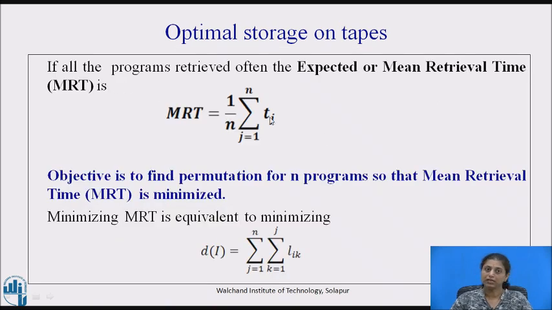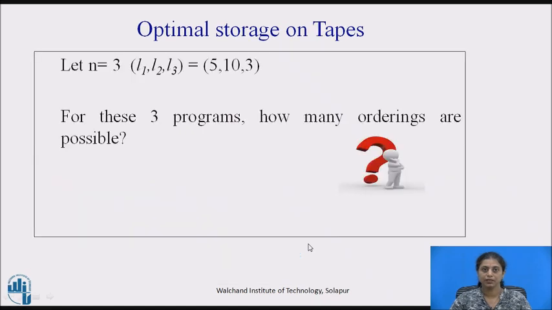If all the programs are retrieved equally often, then the expected or mean retrieval time is the addition of all the times divided by n. This is called the mean retrieval time. The objective is to find the permutation of the n programs so that the mean retrieval time is minimized. So the objective function is a minimization of time. MRT is equivalent to minimizing this double summation of the lengths of the programs. The first summation is for retrieving the program, and the second summation is for the addition over all the programs.